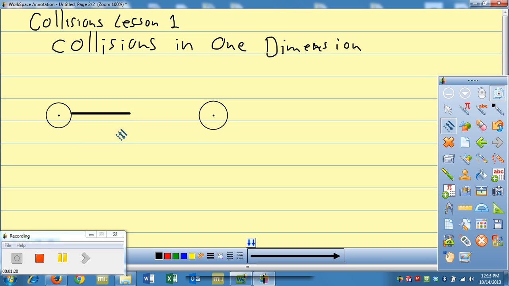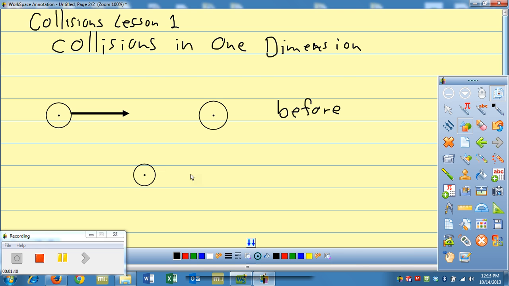And that would be, say, your before situation. Okay, so that would be before. And then your after situation might look something like this. Say you've got one here and one here, and this one's moving like this perhaps, and this one's moving like this perhaps. So this would be our after.